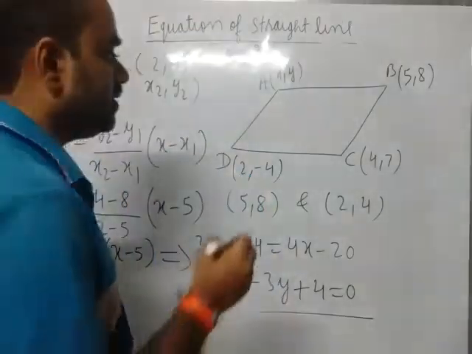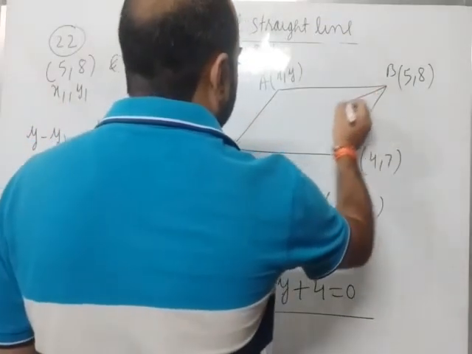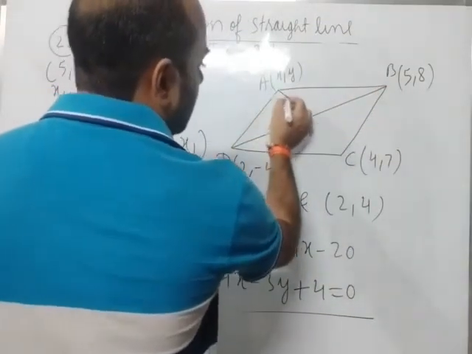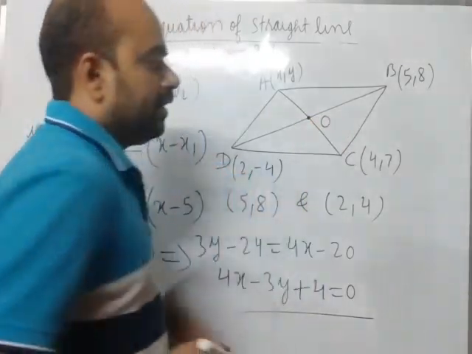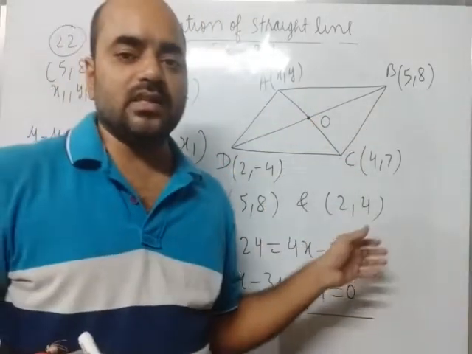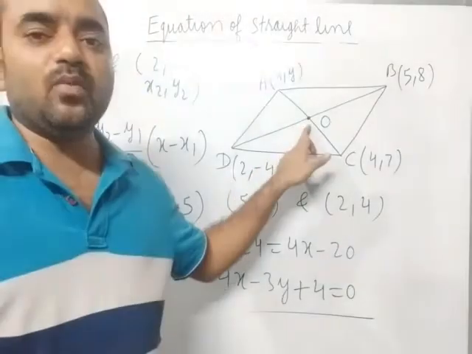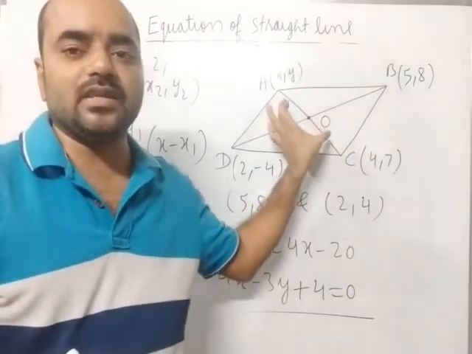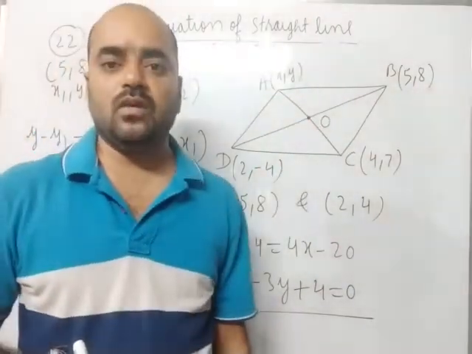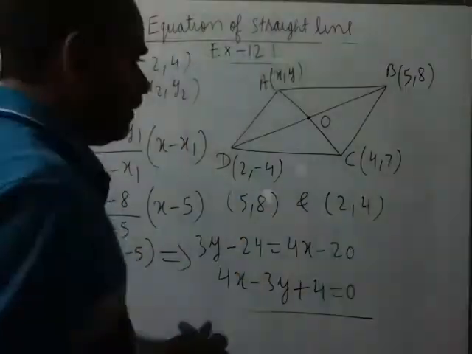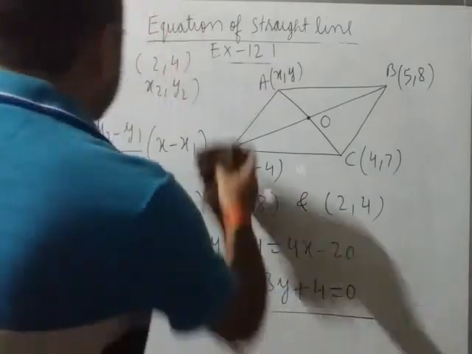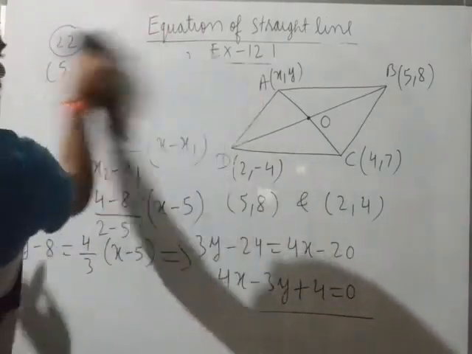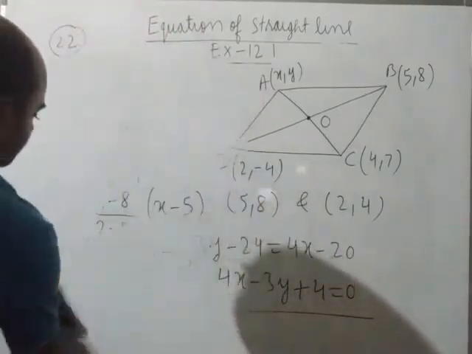Bisect each other means if we join the diagonals BD and AC, suppose this is O. If the diagonals bisect each other, it means O is the midpoint of BD as well as AC. Correct? So we have to apply only that concept.